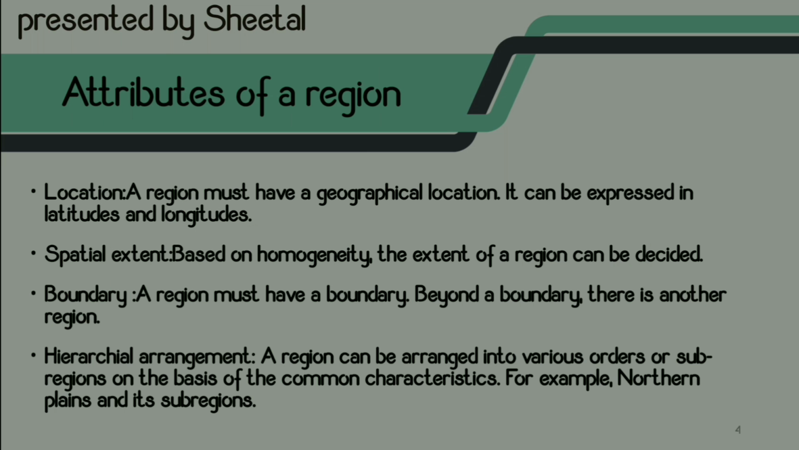Next is hierarchical arrangement. A region can be arranged into various orders or suborders of regions on the basis of common characteristics. For example, the northern plains and its subregions. It is not that a region cannot have any subregion. Some regions can be divided again into smaller regions. So a region can also have subregions based on their common characteristics.